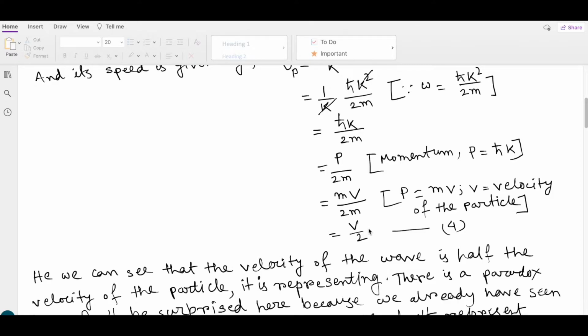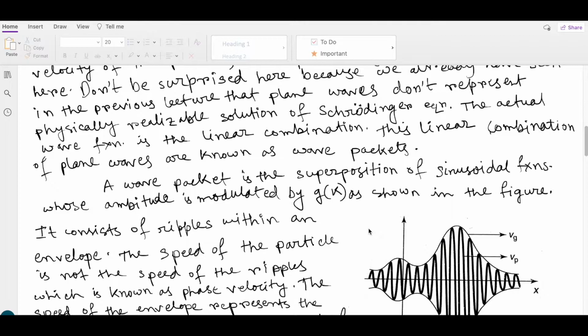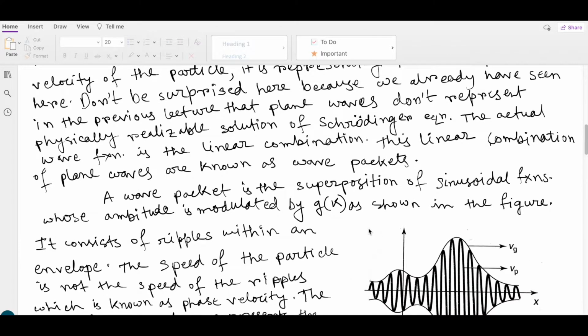So here we can see that the velocity of the wave is half the velocity of the particle it is representing. There is a paradox. Don't be surprised here, because we have already seen in the previous lecture that plane waves don't represent a physically realizable solution of the Schrodinger equation. The actual wave function is a linear combination of those sinusoidal functions. This linear combination of plane waves is known as a wave packet.